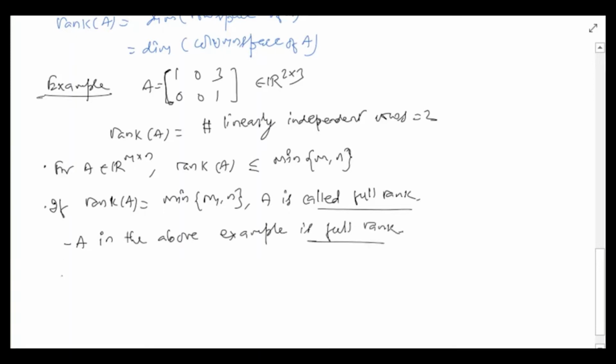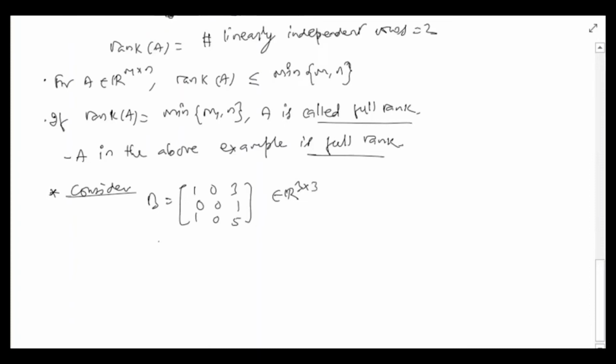However, if we consider another matrix, say B, which is a 3 by 3 matrix, 1 0 3, 0 0 1, 1 0 5, it can be seen that rank of B is 2, which is less than 3, so B is not full rank. Rank of B is 2 as it has only 2 linearly independent rows and 2 linearly independent columns.